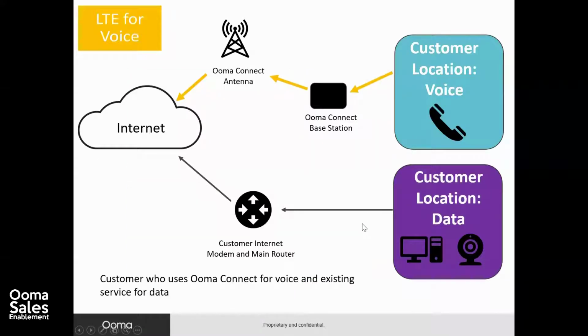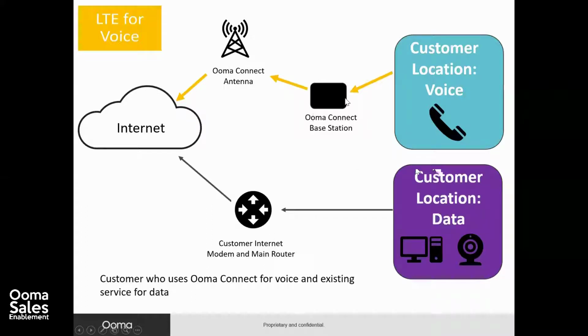So the first option is LTE for voice. With LTE for voice, the easiest way to think of this is you have 2 separate networks. They have one network that's running all their data. So all their computers, cameras, point of sale, whatever kind of data device they have is going to connect to their existing internet service and run out to the internet. The phones, so the Ooma phones, are going to run across the Ooma Connect base station to the antenna to get to the internet. Notice there is no connection at all between these 2 networks.